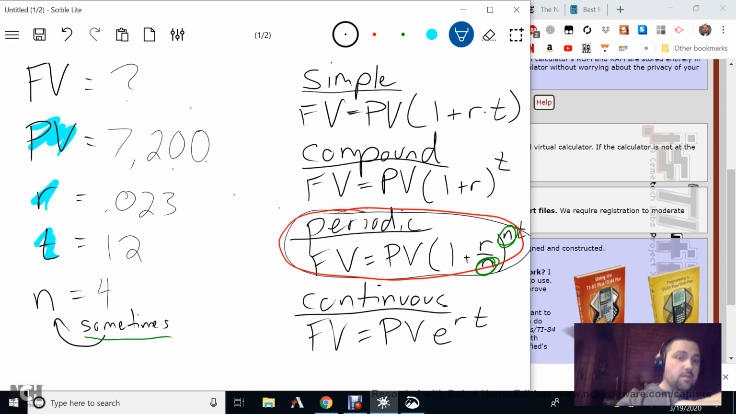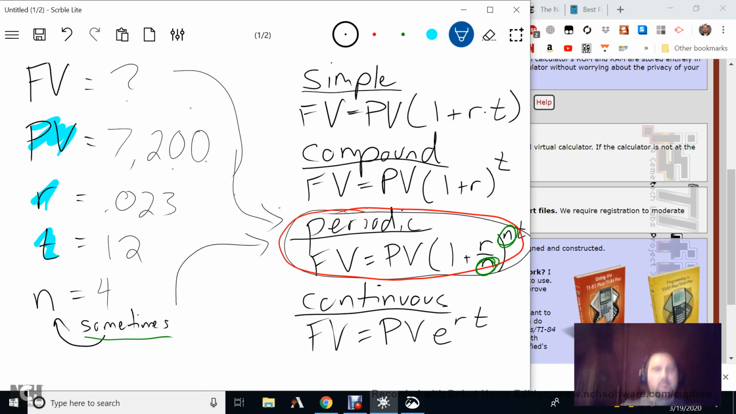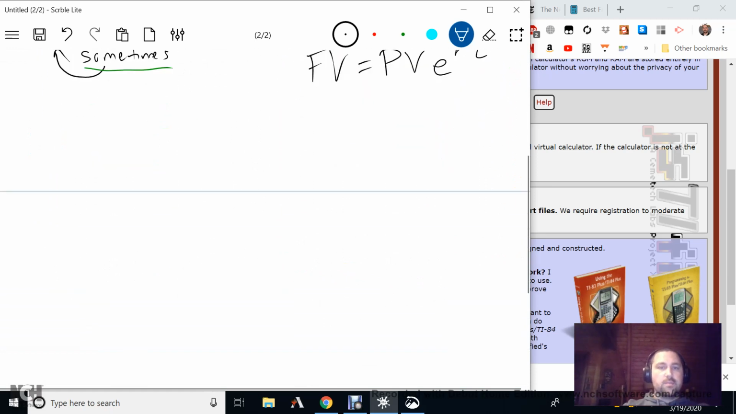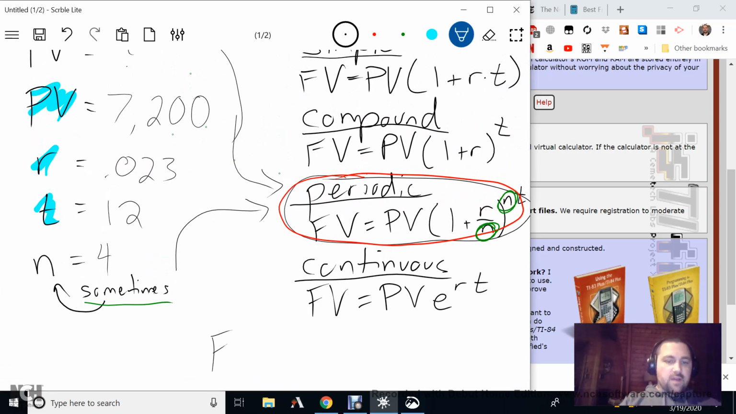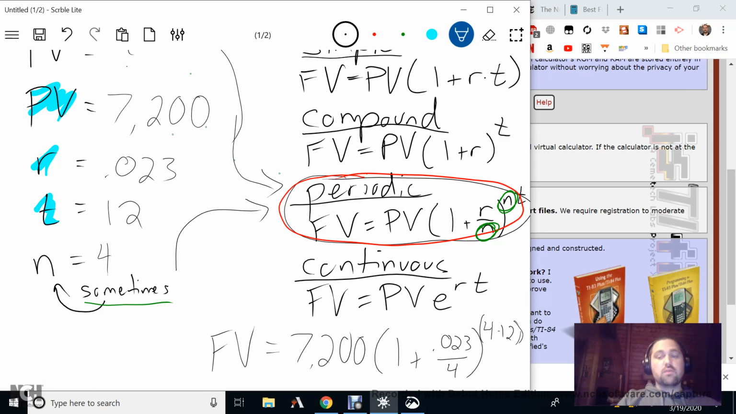We don't know our future value. That's what we're solving for. And there we go. So we're going to take these 4 things and put them into this formula, and we're going to solve for future value. So we get future value equals 7,200 times 1 plus 0.023 divided by 4 to the power of 4 times 12. I'm going to put the 4 times 12 in parentheses, even though you don't have to because it's grouped over there, just to remind us that this whole thing is the exponent.